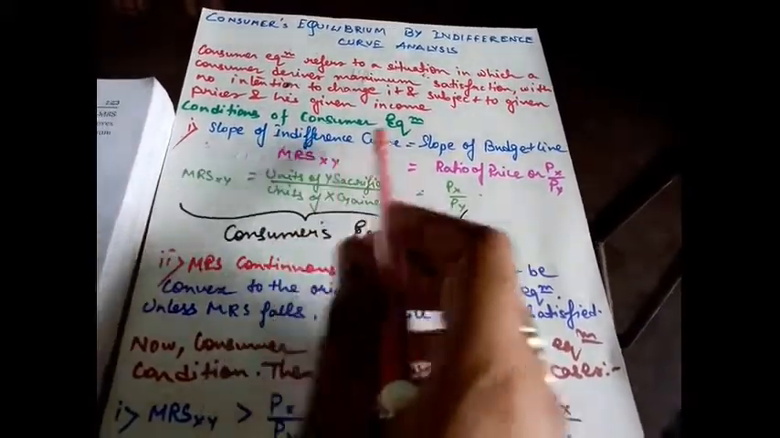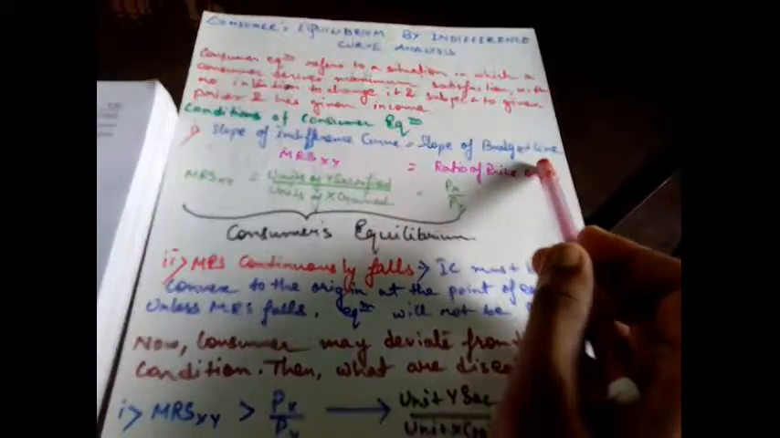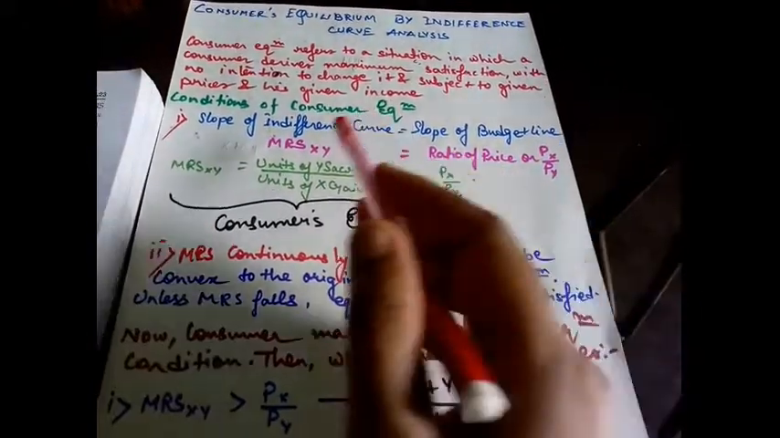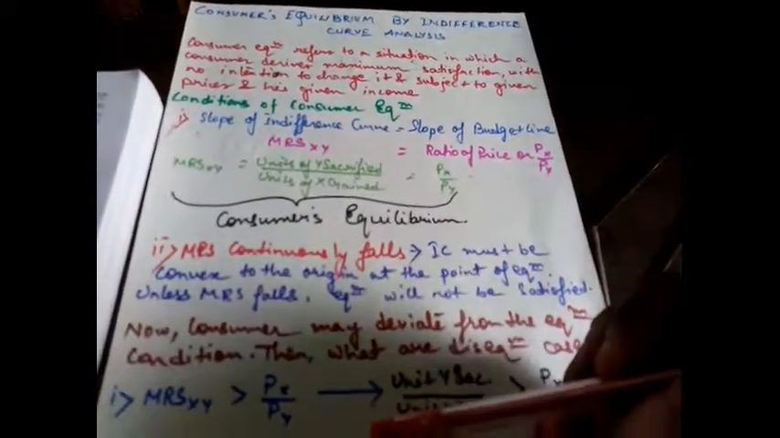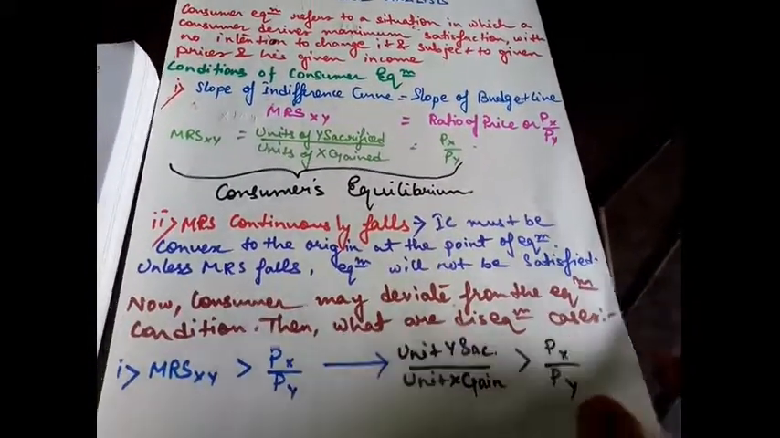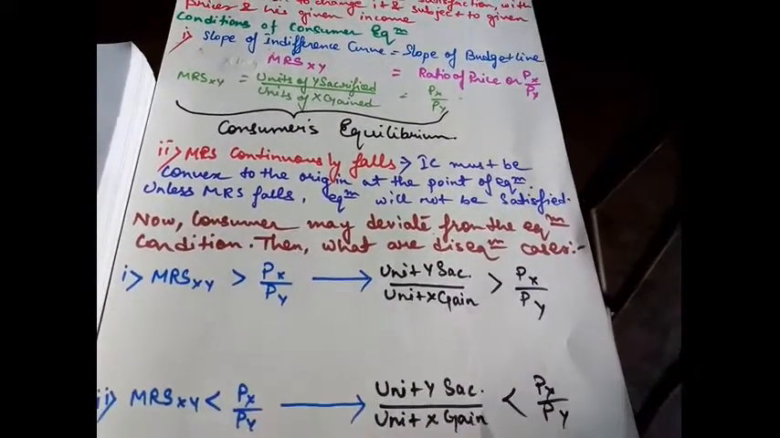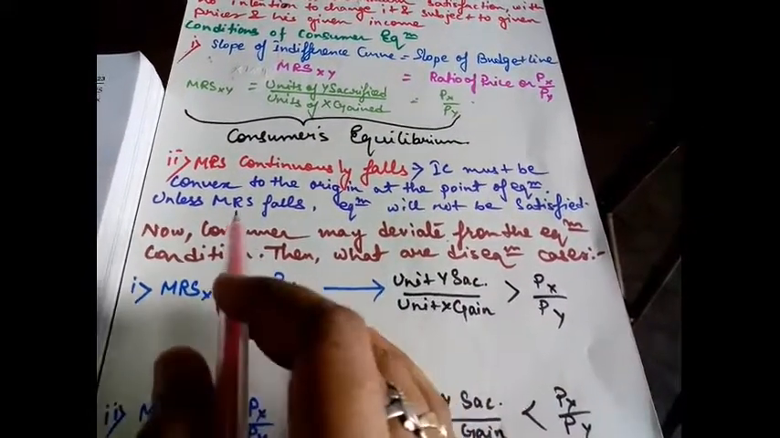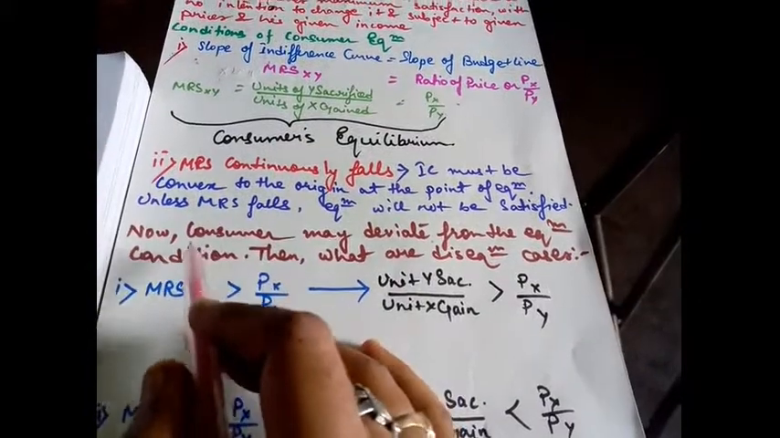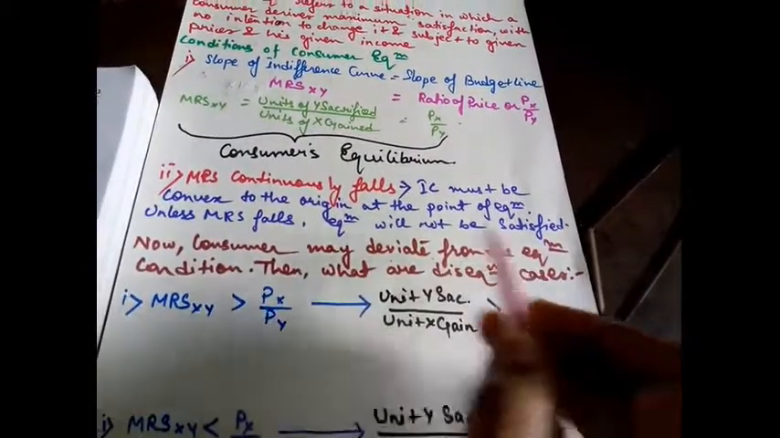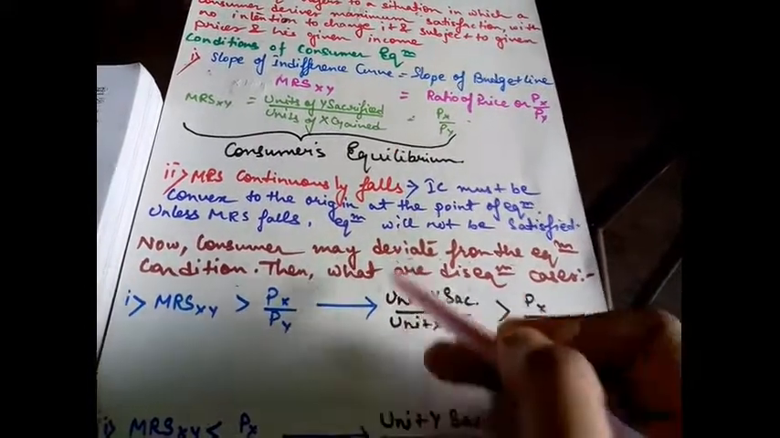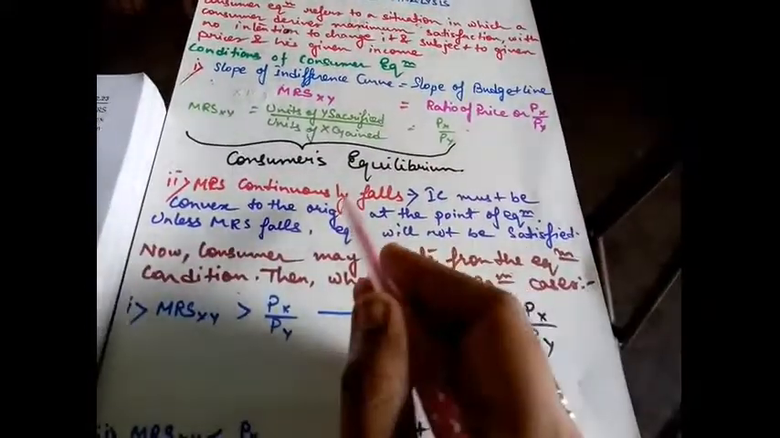Slope of indifference curve is equal to slope of the budget line. MRS of XY equals the price ratio PX by PY. Okay, now we will see some cases. Now, consumer may deviate from the equilibrium condition. Deviate means move from the equilibrium condition.